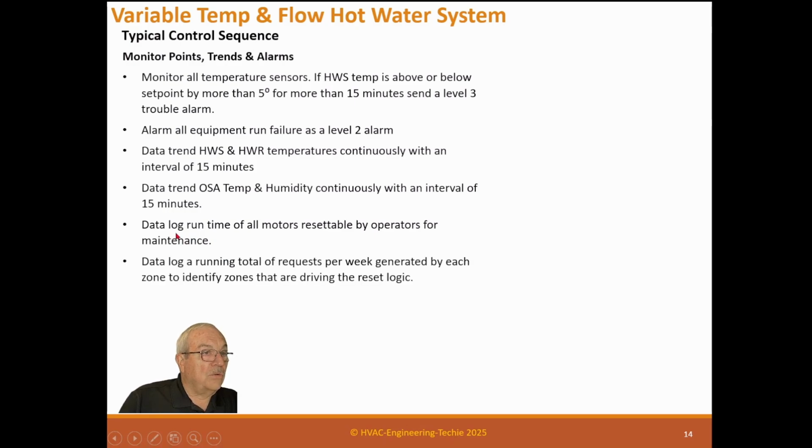Data log a running total of requests per week generated by each zone to identify zones that are driving the reset logic. So if you do a data log on the running total of the requests per week, you'll tell which one of those boxes is actually, if you get one that's generating requests every 3 minutes all the time, that box has got that coil's got a problem, and you have to go figure out what's going on. So that's a very easy way to do it. I used to do it by doing a report, but this is the same thing. It's a data log, and it will give you a report to do that.